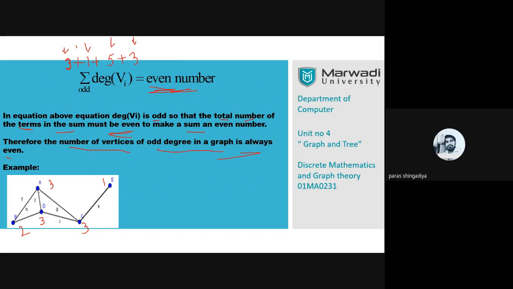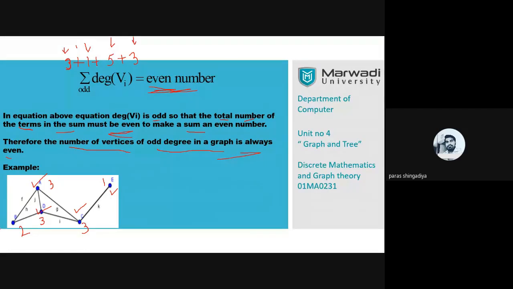and we have to first count the degree. And now we need to verify this theorem. Is this theorem verified or not? What is the verification rule? We need to check the number of vertices of odd degree. So which vertices are odd? Vertex A is odd, vertex C is odd, vertex D is odd, and E is odd. And count it. So the count here is 1, 2, 3, 4.